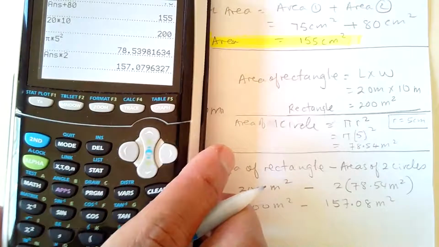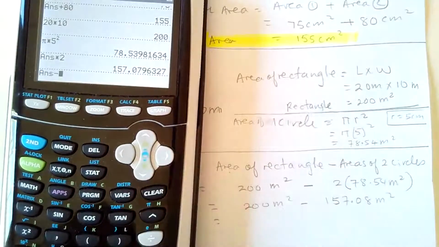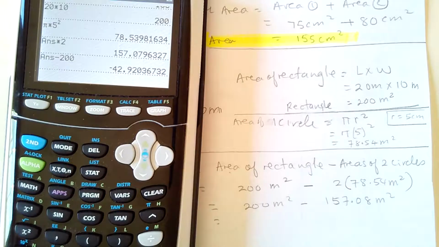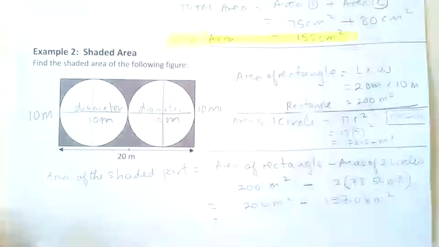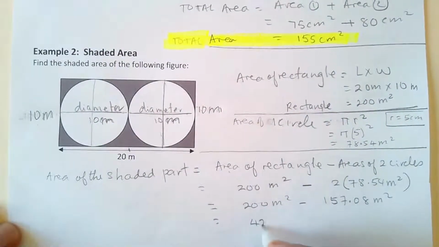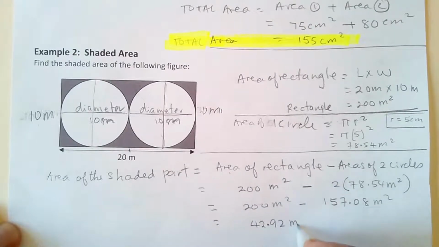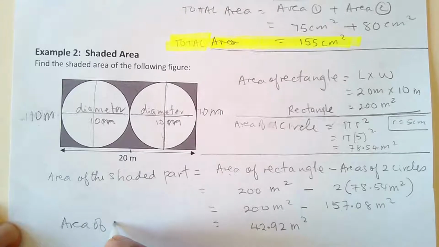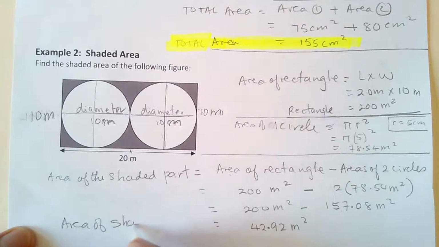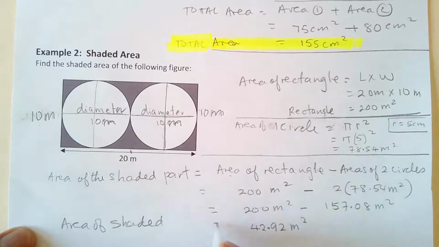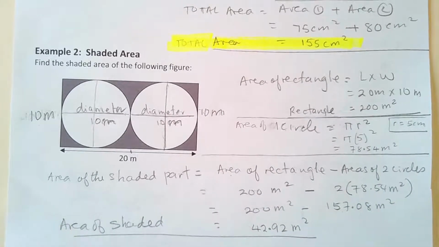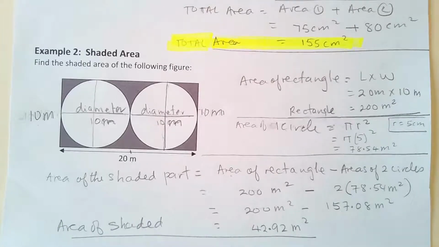Then we subtract, so 200 minus 157.08 gives me 42.92. So area of shaded is equal to 42.92 square meters.